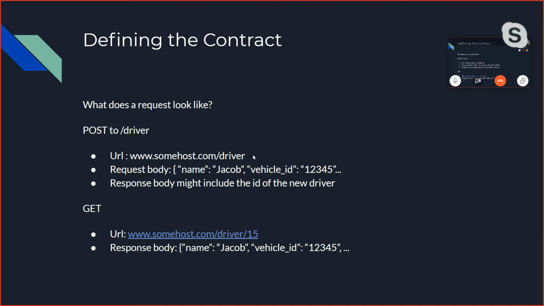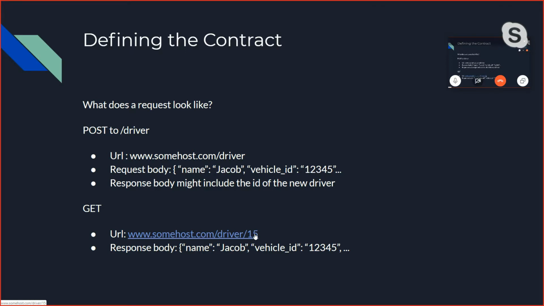So a request then might look like that POST. We know the URL is some host slash driver. In that request body, we give it the information we care about, name, vehicle ID, vehicle make, whatever other information we've agreed upon. And the response to us might include things like a status code saying you've successfully created some information. Here's the ID of the new driver that you've just created so that later we can refer to it. When I make a GET call again, if I were to use the new ID that's been created, say when we create the driver Jacob, we get back the ID 15. Well, now my response body from that request is going to come back with the information associated with that record.